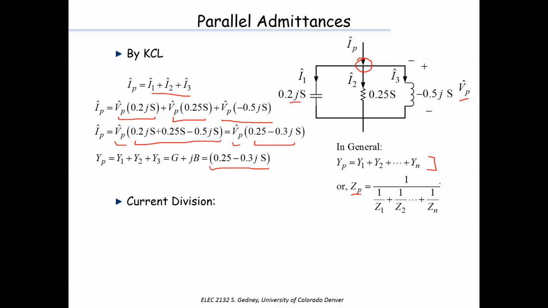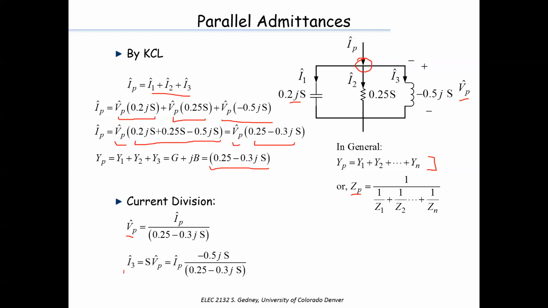Of course, since they're parallel, the currents divide. How do they divide? Well, based on the admittance. Let's prove that. I can calculate from the above equation, VP is IP divided by the net parallel admittance.